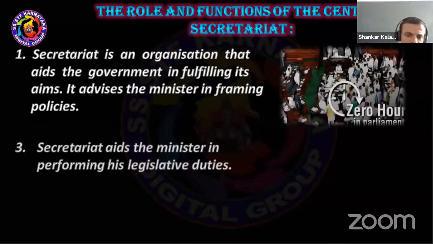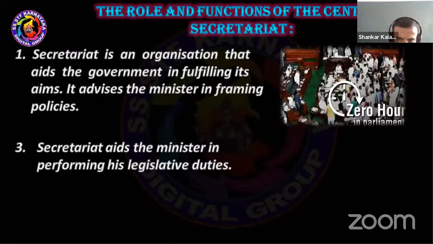Then the second one, okay, there is a mistake here; they have mentioned the third directly. Let it be. Secretariat aids the minister in performing his legislative duties. Not only does the secretariat help the minister to frame policies, it also helps him to perform his duties. What kind of duties? Legislative duties. For example, to form law and order in the country, how to manage the entire department. Regarding all these, the secretariat helps the ministers to carry on all their day-to-day work in the central government.